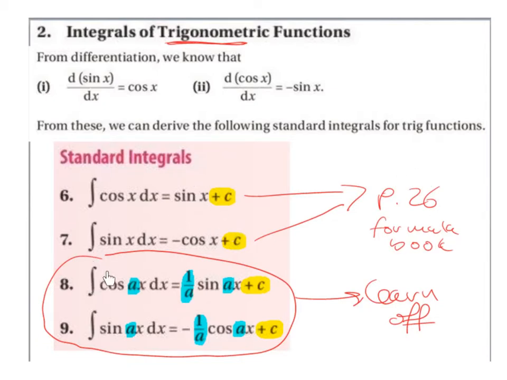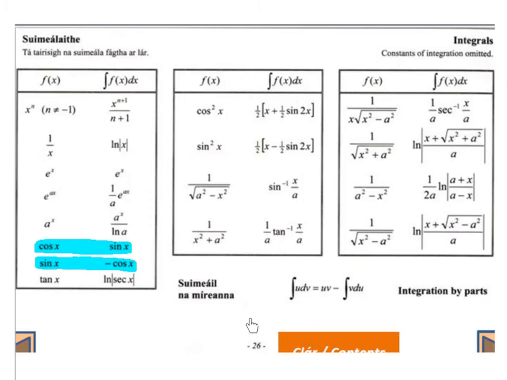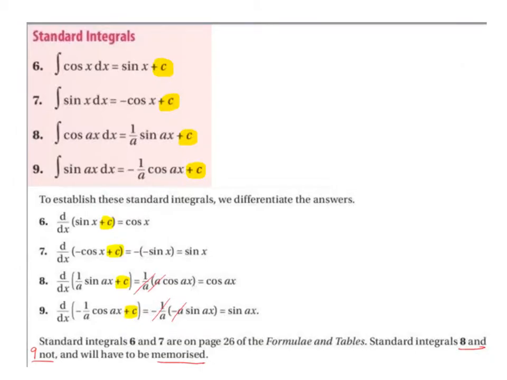Now the integral of cos ax dx equals 1 over a sine ax plus c, and the integral of sine ax dx equals minus 1 over a cos ax plus c. These are not in the formula book, you must learn them off. So this is page 26 of our formula book, and we can see those two integrals that we had a look at. So cos x becomes sine x becomes minus cos x.